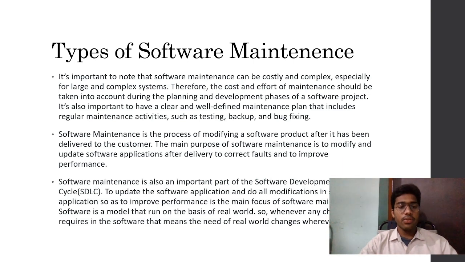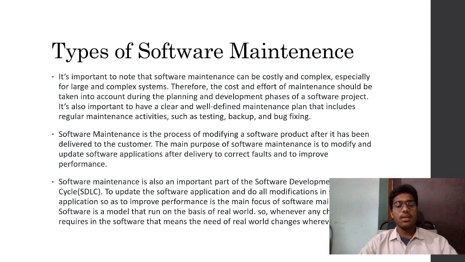So, software maintenance is the process of modifying a software product after it has been delivered to the customer. The main purpose of software maintenance is to modify and update the software application after delivering it, to correct faults and improve performance. Software maintenance is an important part of the software development life cycle, which I have already discussed before in SDLC, to update the software applications and make all modifications so as to improve performance. That is the main focus of software maintenance.